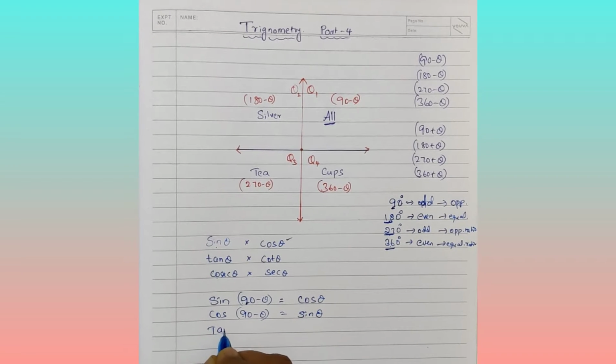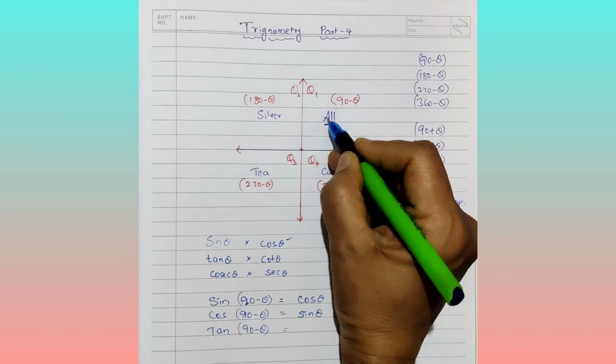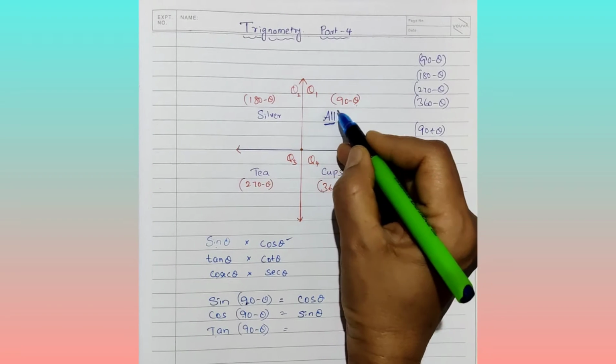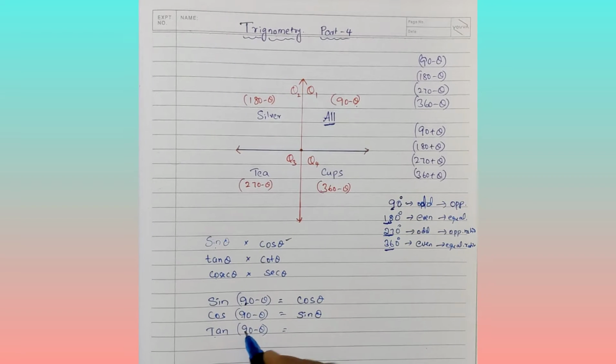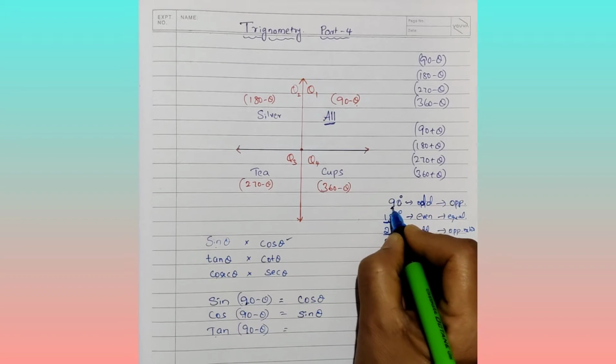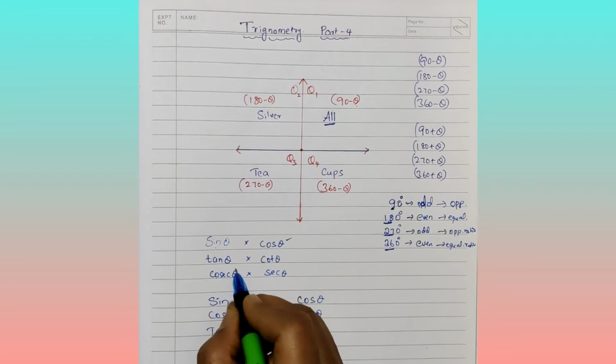Next, tan 90 minus theta. Again it lies in quadrant 1. In quadrant 1, all 6 ratios are positive. Next, 90 minus theta: 90 means 9 is odd, odd gives us opposite. So what is the opposite of tan? Cot.